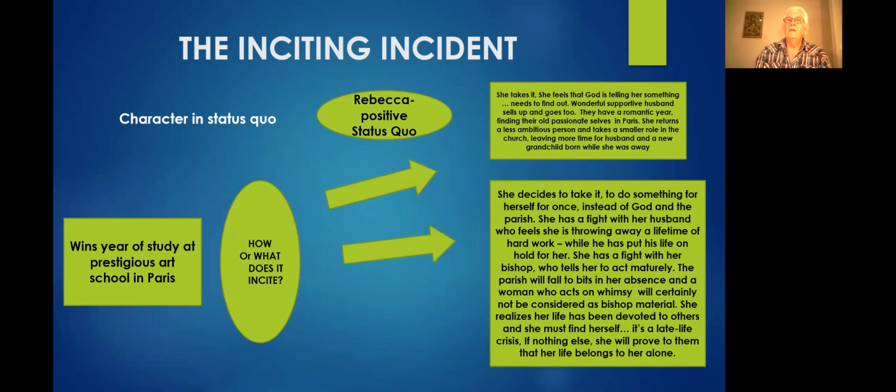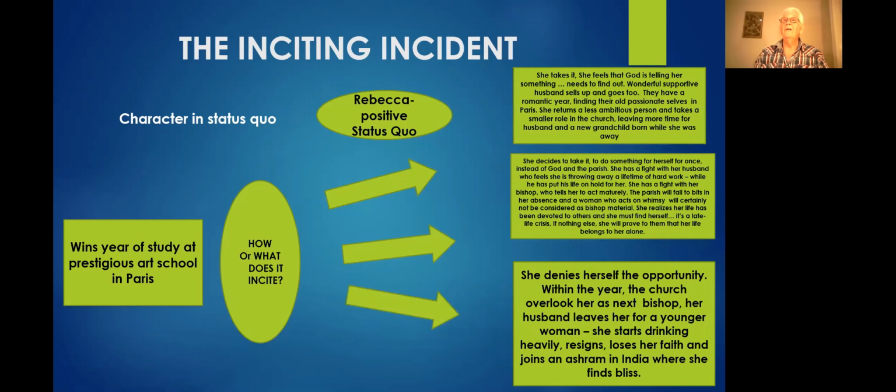Here's a second idea. Again, she decides to take it, to do something for herself for once instead of God and the parish. She has a fight with her husband who feels she's throwing away a lifetime of hard work while he has put his life on hold for her. She has a fight with her bishop who tells her to act maturely. The parish will fall to bits in her absence, and a woman who acts on whimsy will certainly not be considered as bishop material. So she realises her life has been devoted to others and she must find herself. It's a late life crisis, if nothing else. She will prove to them that her life belongs to her alone. Well, that's a pretty big goal to take on at 50, isn't it?